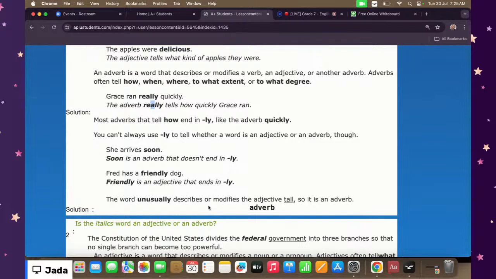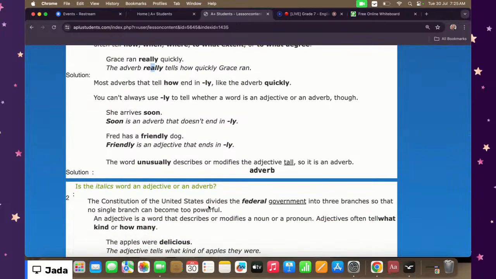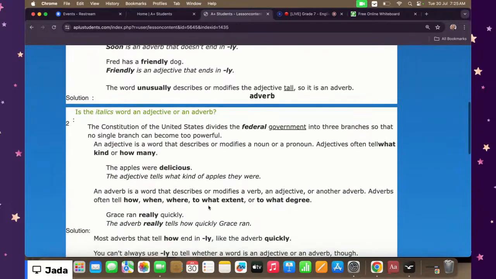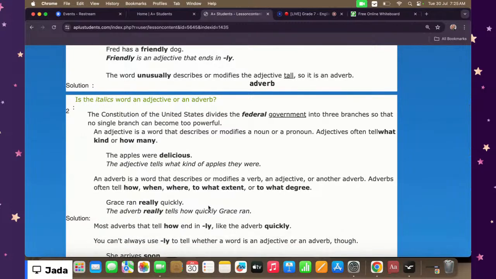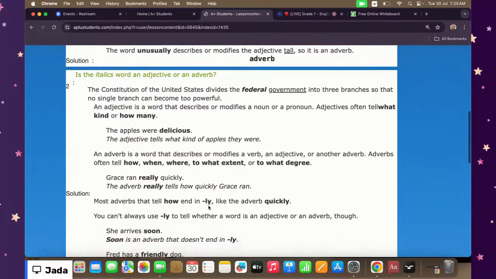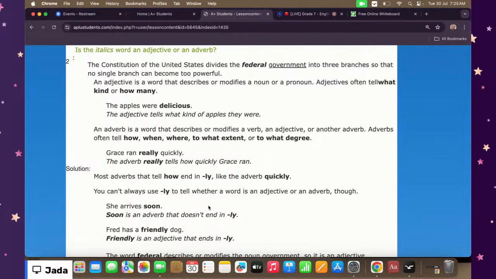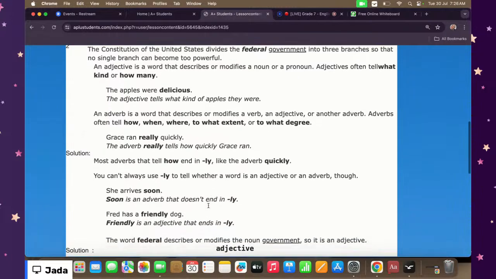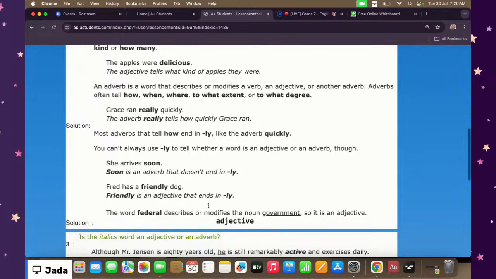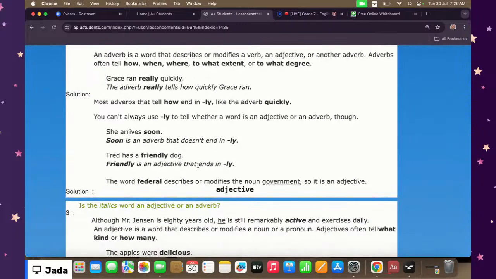Okay, let's look at some more examples. The Constitution of the United States divides the federal government into three branches so that no single branch can become too powerful. Now, what is the word in bold? Is it adjective or adverb? So let's see. The word federal describes or modifies the noun government. So it is an adjective. Okay? So we have federal.